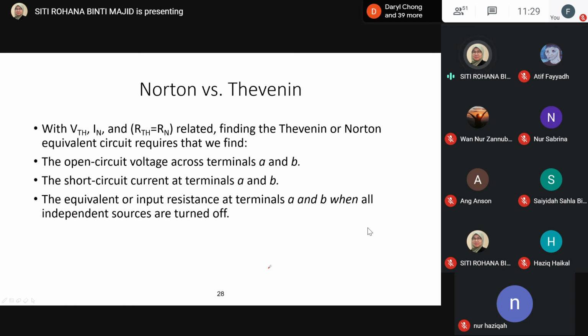With VTH, IN, RTH, we will find the Thevenin and Norton equivalent circuit. You should know what the short circuit current is, and what the open circuit voltage is. If you have this part, you will have Norton and Thevenin, because ISC equals IN, and IN equals VTH over RTH.